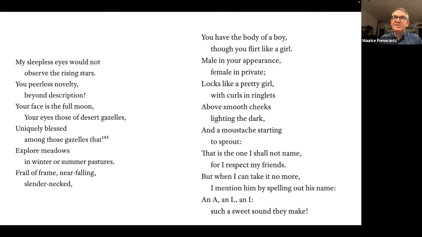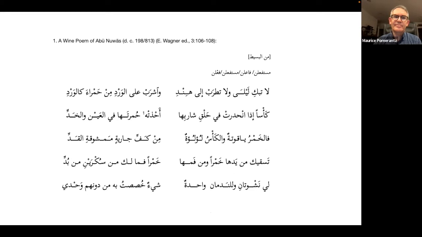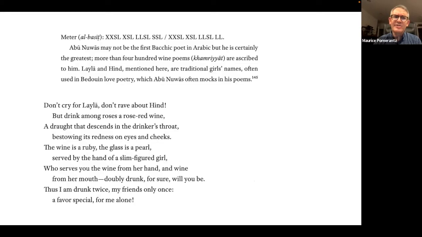In contrast to Antara, who's the poet as a warrior, you could call Abu Nawas the poet almost as the court jester. He liked to play. The next poem I'm going to talk to you about is another poem of Abu Nuwas.